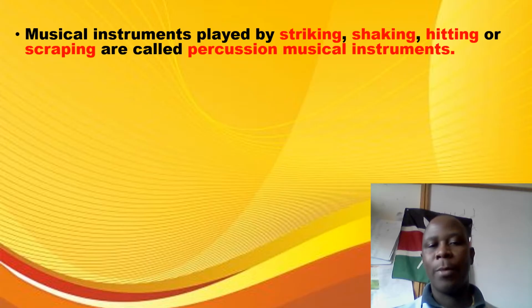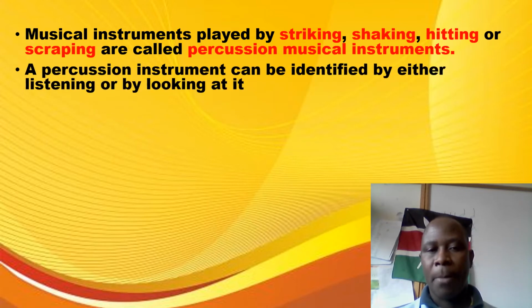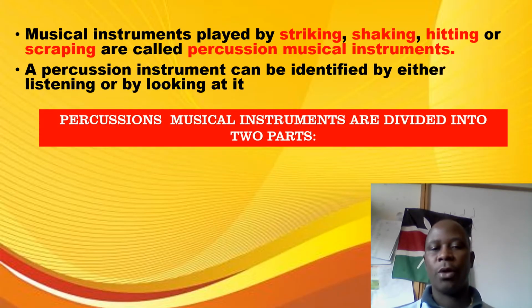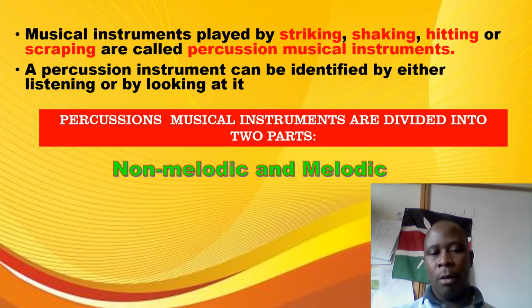Musical instruments played by hitting, striking, or scrubbing are called percussion musical instruments. A percussion instrument can be identified by either listening or by looking at it. The percussion musical instruments are divided into two: non-melodic and melodic.